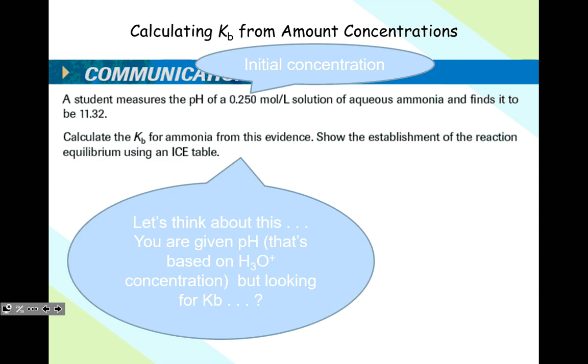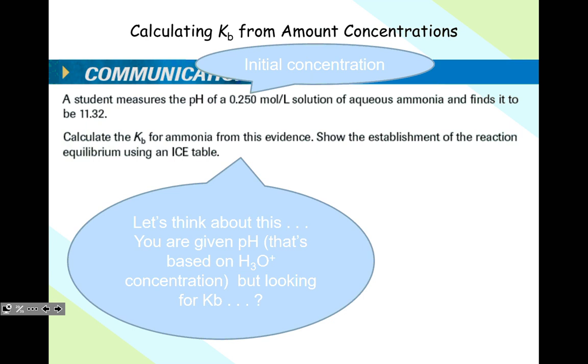So let's take a look at a type of question. A student measures the pH of a 0.25 moles per liter solution of aqueous ammonia and finds it to be 11.32. Calculate the Kb for ammonia from this evidence. Show the establishment of the reaction equilibrium using an ICE table.